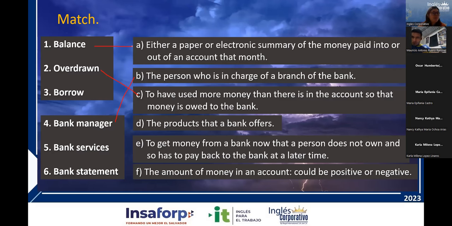Okay. Bank services: the amount of money in accounts. Bank services? The amount of money in an account could be positive or negative. Any other idea there? How do you call the amount of money in your account that could be positive or negative?